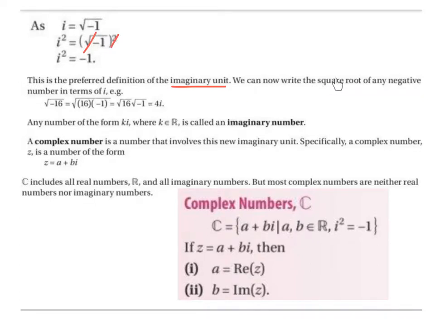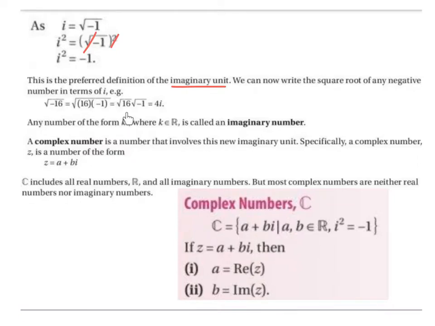We can now write the square root of any negative number in terms of i. For example, the square root of minus 16 is the square root of 16 multiplied by minus 1. That's broken down as the square root of 16 multiplied by the square root of minus 1. The square root of 16 is 4. The square root of minus 1 is i. So actually the square root of minus 16 is 4i.